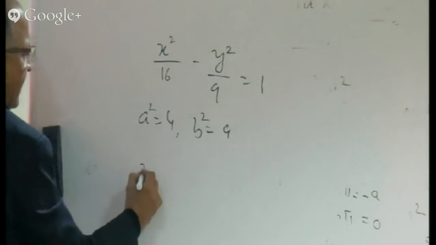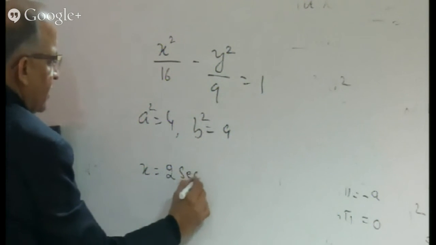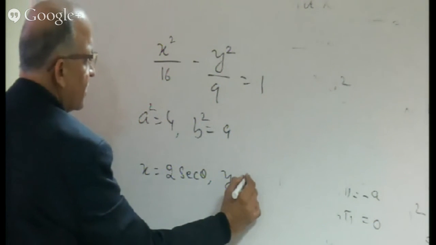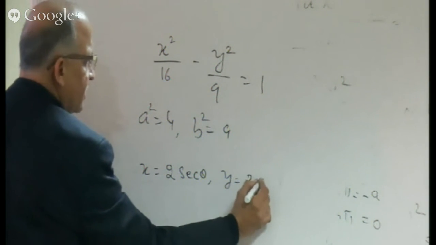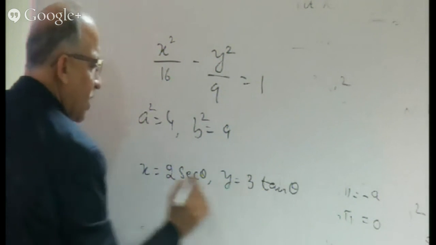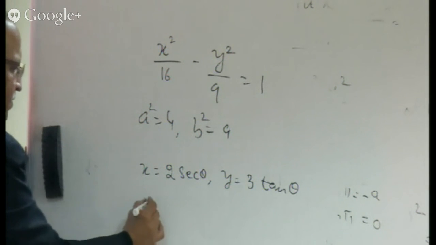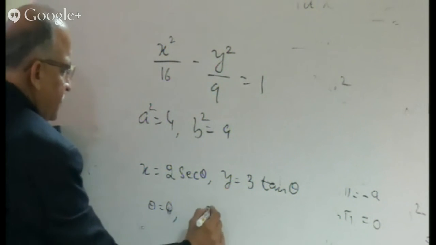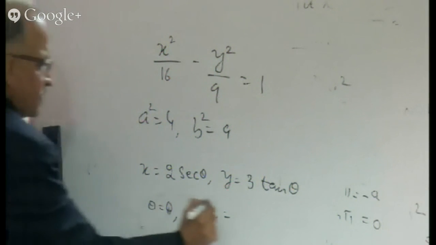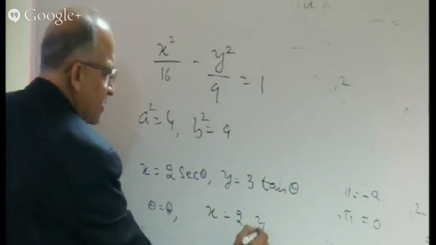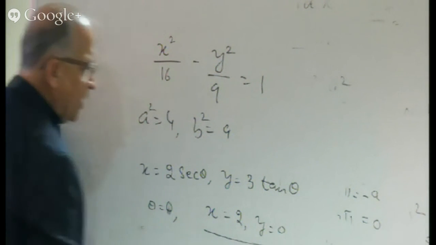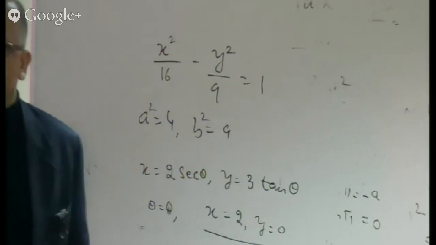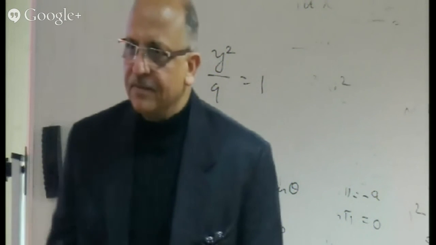So I have to define now x as 2 secant theta and y as 3 tan theta. Now you give me any value, say theta is equal to 0 degree. What will be x? X is 2 secant 0, which is 2, and y is 0. So you get a point (2, 0). Pick up any value of theta and you will get a point on the hyperbola. Keep on tracing.